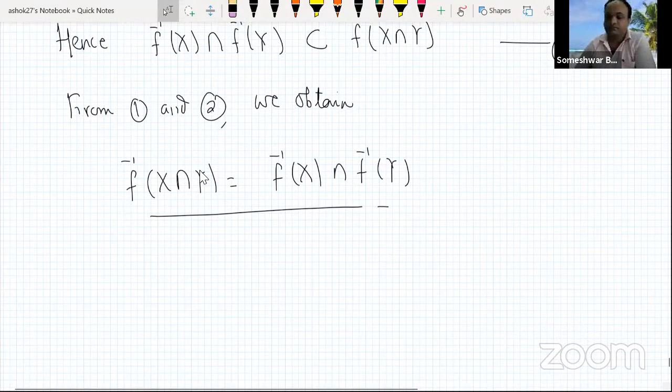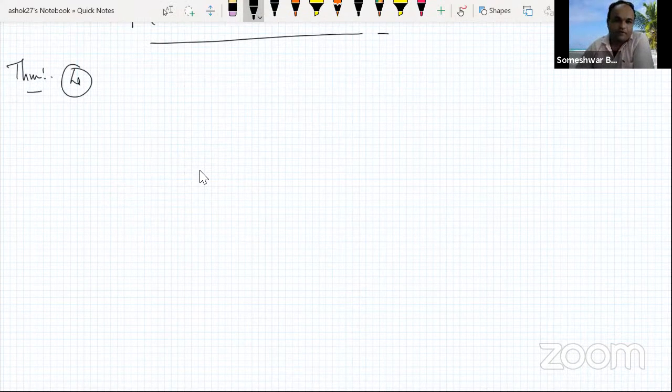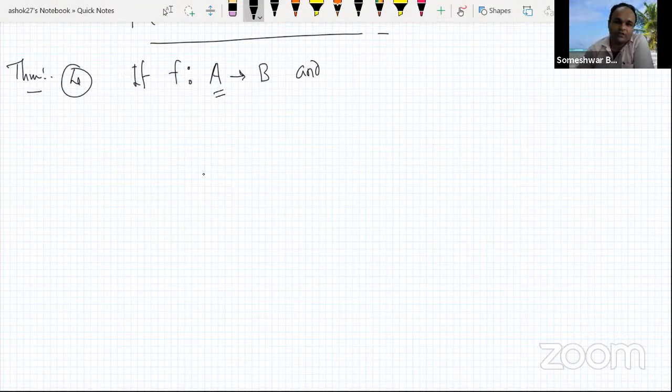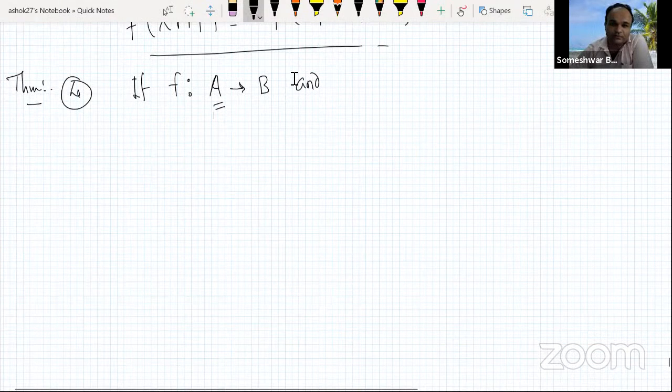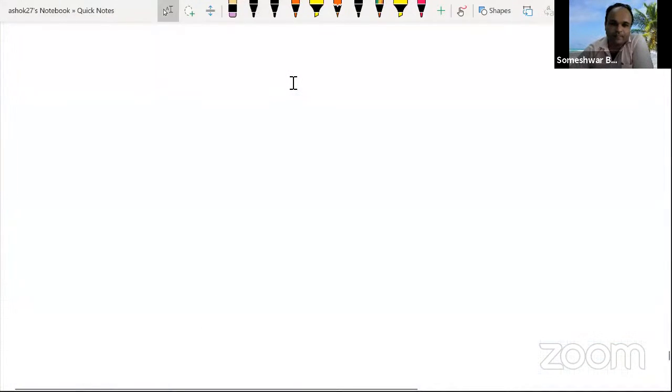So the statement of theorem 4. If f is a mapping from capital A to capital B, and here I'm taking subsets of A. So in the last two theorems, I had taken X and Y as subsets of B, that is the codomain. Here I'm taking X and Y.